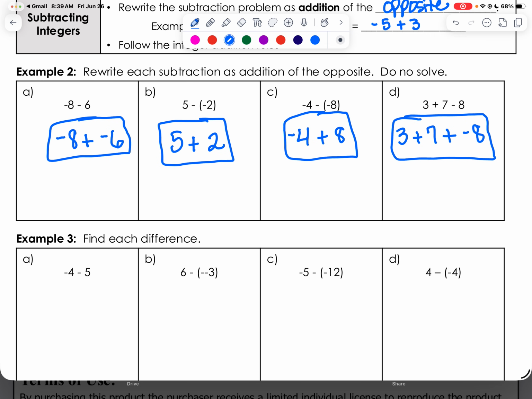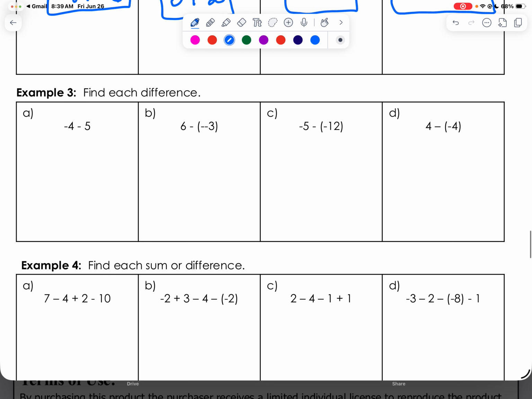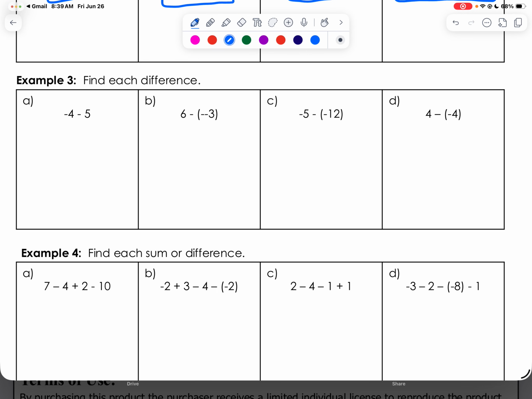All right. Example 3. Find each difference. So we have negative 4 minus 5. Well, when we're subtracting integers, the first thing we have to do is rewrite it. Negative 4 plus negative 5. So I rewrote it as addition of the opposite. Then you use your integer rules. Because the signs are the same, we add and take the common sign, negative 9.